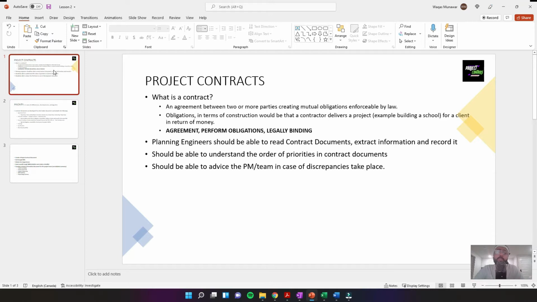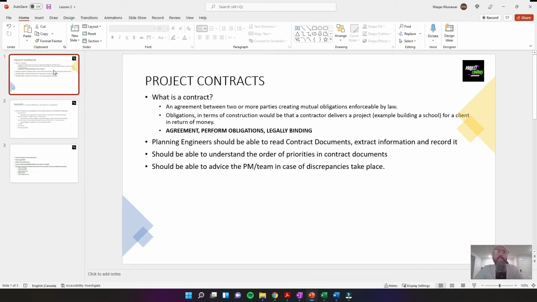Now, when we say obligations, obviously we're talking in terms of construction, right? So in this case, a contractor would be delivering a project. This could be a high-rise building, a school, a hospital, infrastructure like a bridge, roads, whatever you name it. And it's done for a client. Obviously, the client is supposed to compensate for that. And this is the 21st century, so it's mostly in terms of finance, which is money, right?